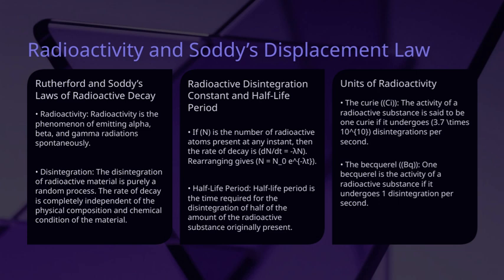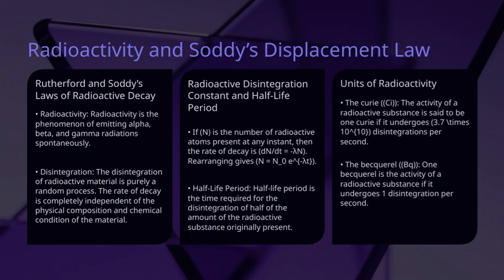Moving on to the concept of half-life. This is a key idea. It's the time it takes for half of the radioactive atoms in a sample to decay. If we denote the number of radioactive atoms at any instant as N, then the rate at which these atoms decay is proportional to N itself, expressed mathematically as dN/dt equals minus lambda times N, and rearranging this differential equation gives us the exponential decay law. N equals N0 times e to the power of minus lambda t.